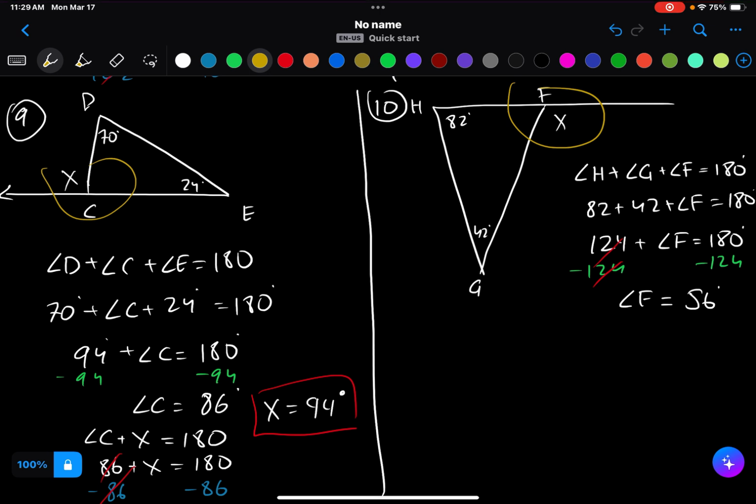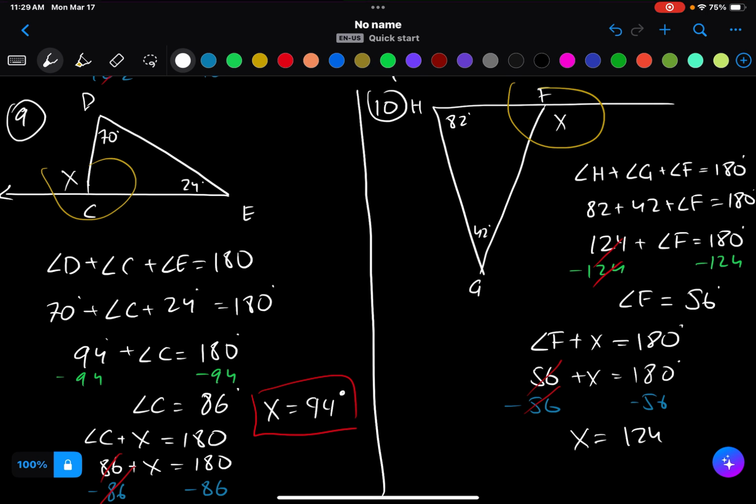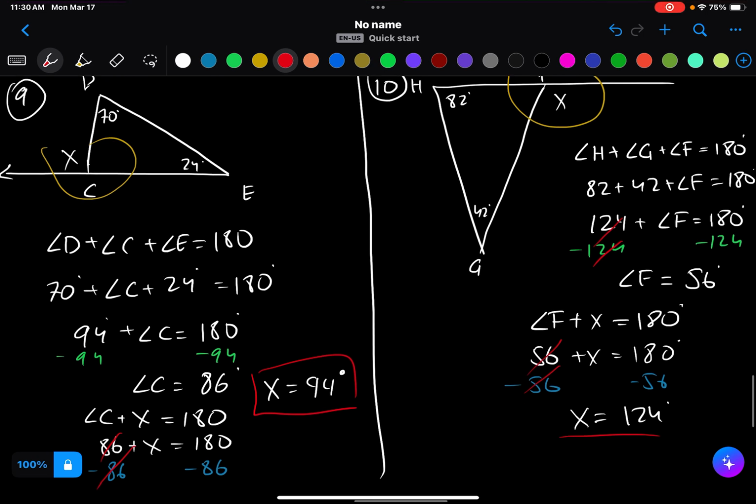I need X. So I know angle F and our missing exterior angle are supplementary pairs. So just like before, I'm going to say that angle F plus our missing angle have to equal 180. I just found out angle F is 56, plus X equals 180. Then I'm simply going to subtract 56 from both sides. That's gone here. So X is just going to be 124 degrees. There you go. So that is the answer to number 10. Pause that here for 9 and 10, and we're going to move on here to number 11.